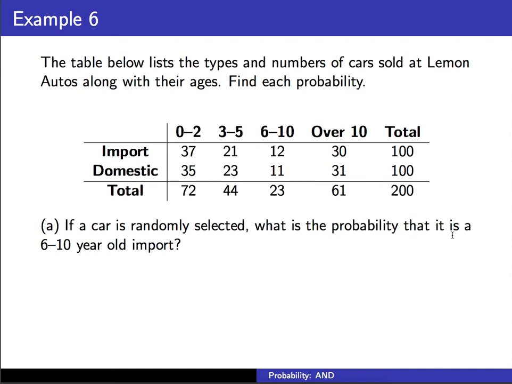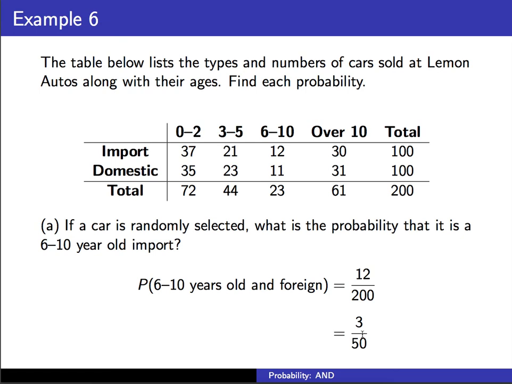What is the probability that it is a 6 to 10-year-old import? So we want to find the probability that it is 6 to 10 years old and a foreign car, which is 12 out of 200. So 6 to 10 years old, this column, and the import row, we have 12 of those cars out of the 200 total possible cars. Again, we just have a car. We're not specifying a particular type in this case, so we're going to use the total number of cars in the lot, which is 200. So we have 12 out of 200, which reduces to 3/50ths.